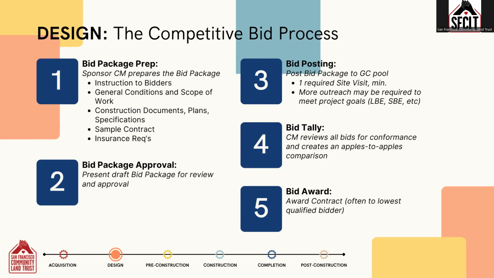It's typically required that the contractor should attend at least one site visit to inform their bids. Once all the bids have been received, the construction manager reviews them for completeness and compares them. The CM may ask the contractors to revise their bids or include missing scope in order to have a true apples-to-apples comparison. Typically, the contract is awarded to the lowest qualified bidder. If a different contractor is selected, there should be documentation supporting that decision.